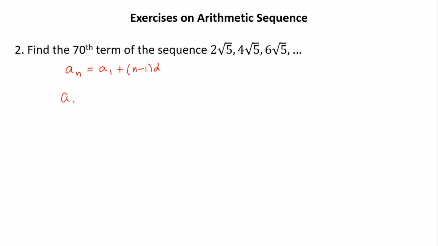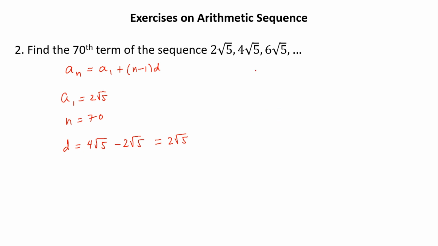A sub 1 is equal to 2 square root of 5. The number of terms is 70. The common difference is equal to the difference between the first term and the second term. So we have 4 square root of 5. We write first the second term and then we subtract the first term, which is 2 square root of 5. So the common difference is 2 square root of 5.